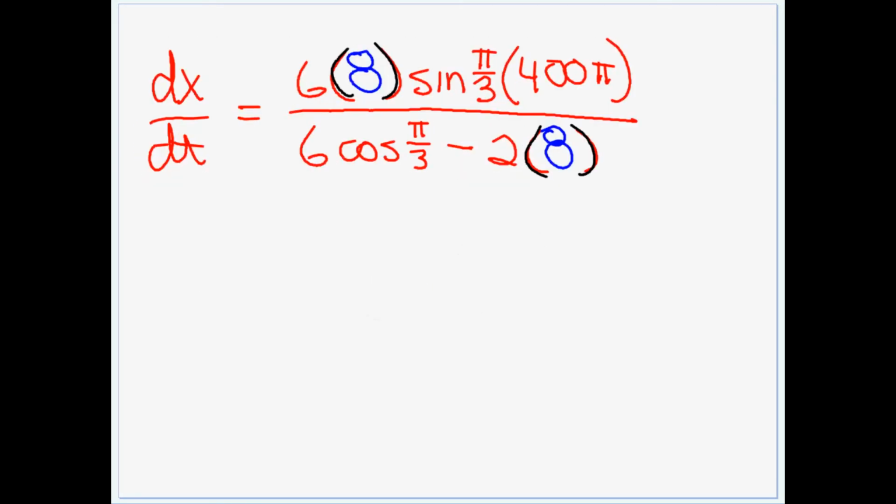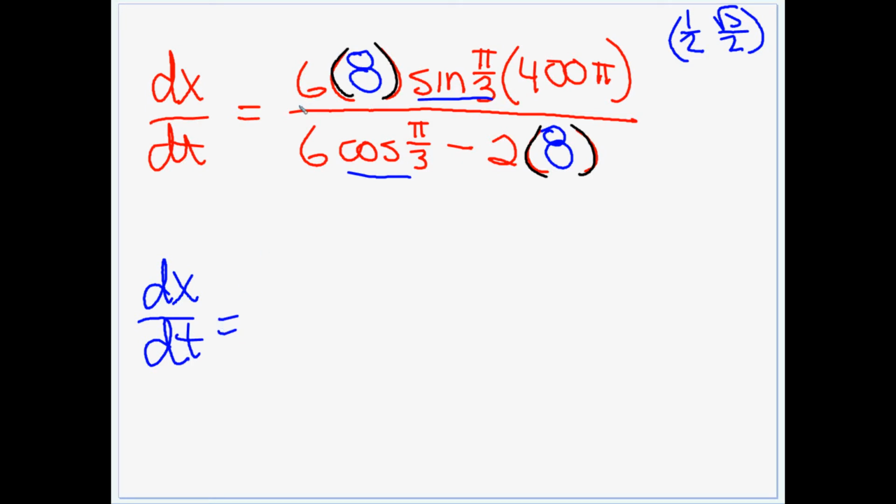See now here, we've got a cos at pi over 3, sine at pi over 3. When we're at the 1/3 pi radian on the unit circle, our cosine value is 1/2. Our sine value is √3 over 2. So let's get this answer, dx/dt. 6 times 8, well, that's 48. The sine there at a third pi, that's root 3 over 2. And we're going to multiply that by 400 pi.